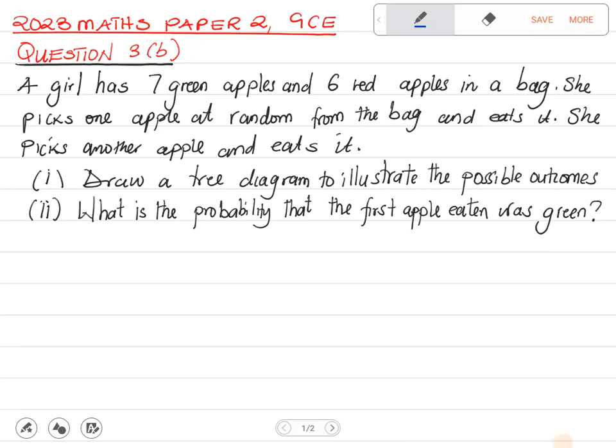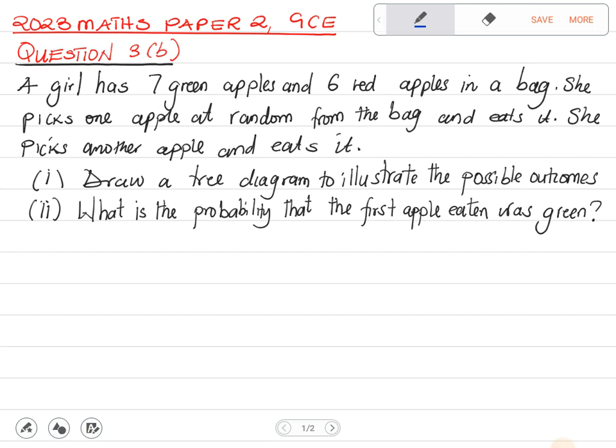We are going to look at the Mathematics Paper 2 2023 GCE Question 3B. Okay? We are just going to focus on the question 3B. Now the question reads, a girl has 7 green apples and 6 red apples in a bag.